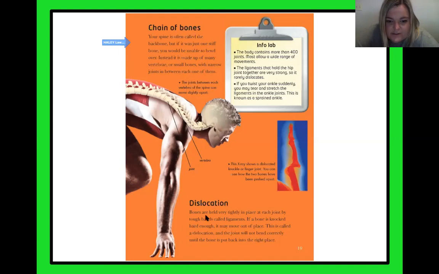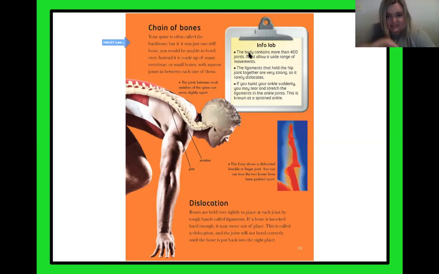Dislocation. Bones are held very tightly in place at each joint by tough bands called ligaments. If a bone is knocked hard enough, it may move out of place. This is called a dislocation, and the joint will not bend correctly until the bone is put back into the right place. So that kind of goes along with this picture. This x-ray shows a dislocated knuckle or finger joint. You can see how the two bones have been pushed apart. So this should be laying on here and it's pushed off.